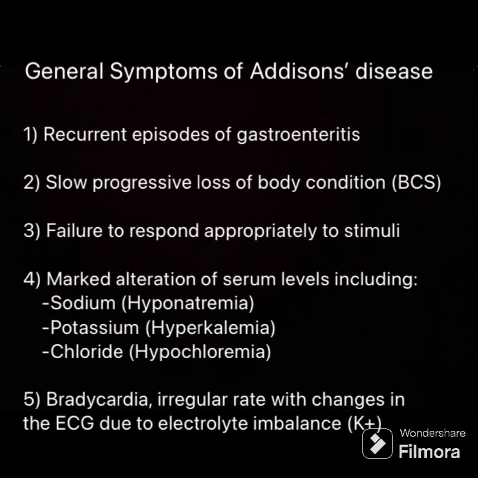So let's talk about some of the general symptoms of Addison's disease. The first one is recurrent episodes of gastroenteritis, so vomiting or diarrhea. Another possible symptom is slow progressive loss of body condition, so BCS score, and failure to respond appropriately to stimuli. Some of the characteristic alterations in the serum levels, if blood work was done, would be hyponatremia, hyperkalemia, and hypochloremia.